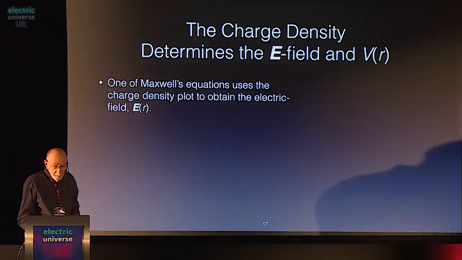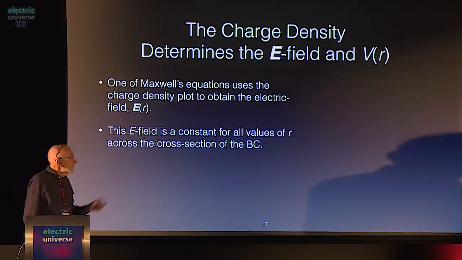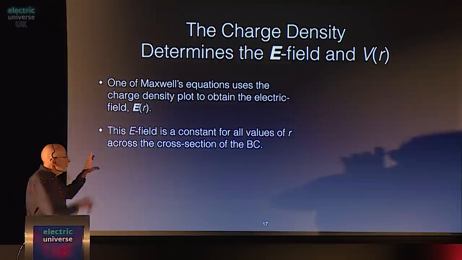The dam we were looking at. What does that shape look like in a Birkeland current? And so I said, okay, well, we'll try to do that. And it turns out the result is that the E field is a constant for all values of R. I didn't bother to plot it, because what it would be is a straight line. So as a function of radius, the E field is a constant.